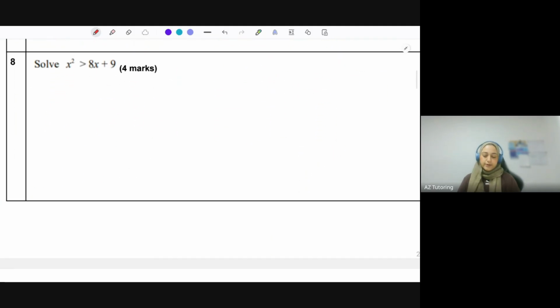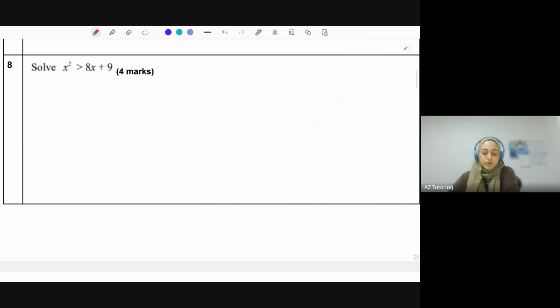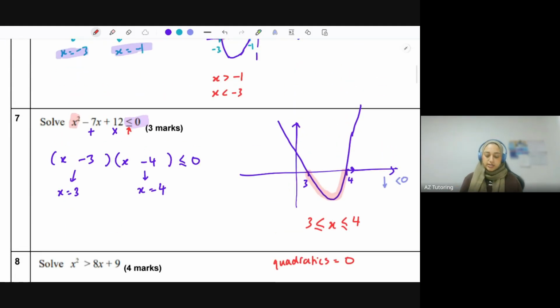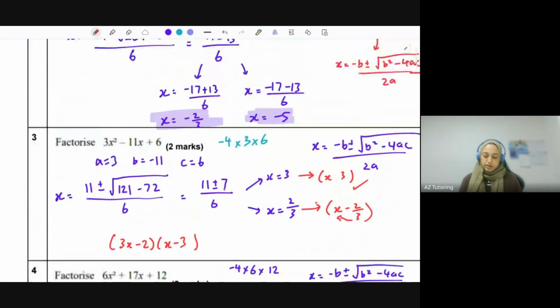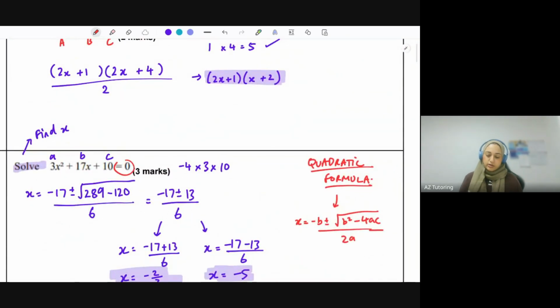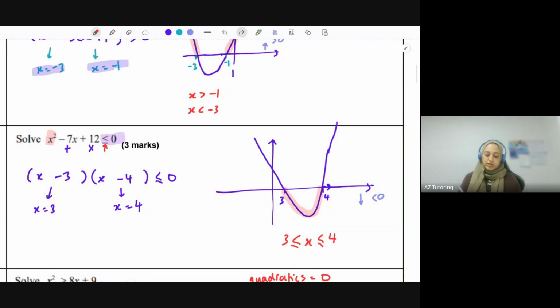Okay, let's do another one. Solve x squared is more than 8x plus 9. Now, the reason why I chose this example is because I wanted to show you that quadratics, you always have to make them equal to 0, no matter where you see them. If you've got something ax squared plus bx plus c, you have to make it equal to 0. If you notice in all our examples above, that equals 0. This is 0. We've got a 0 over here as well. Quadratics, they can't get solved unless you do that.